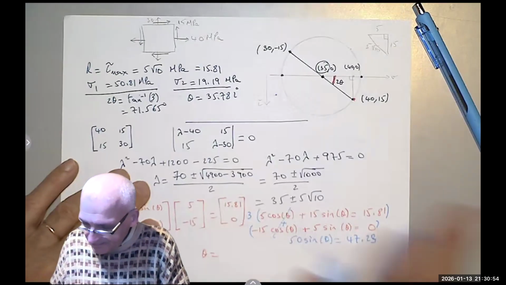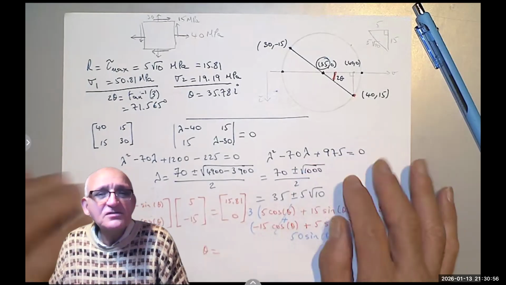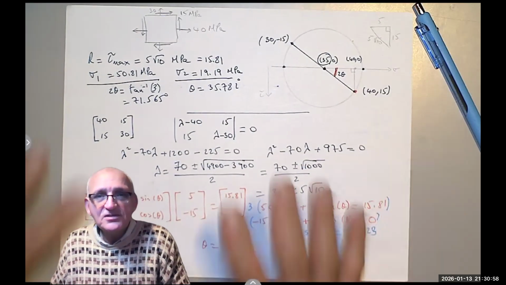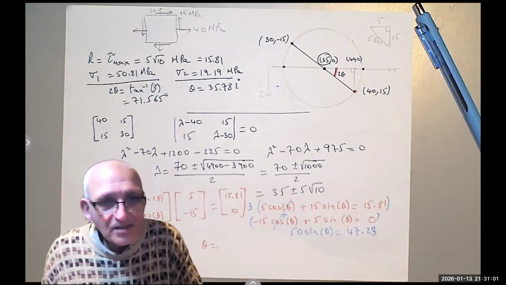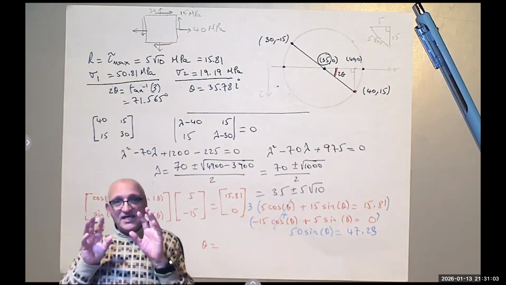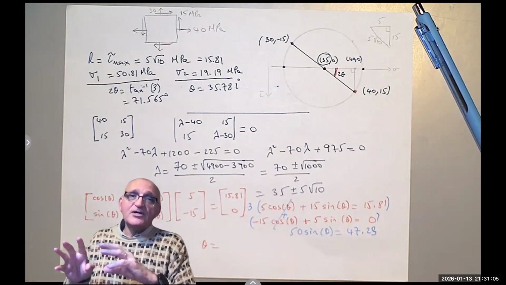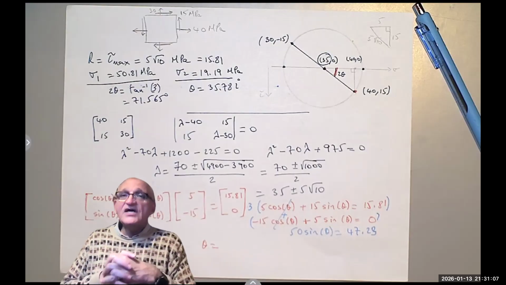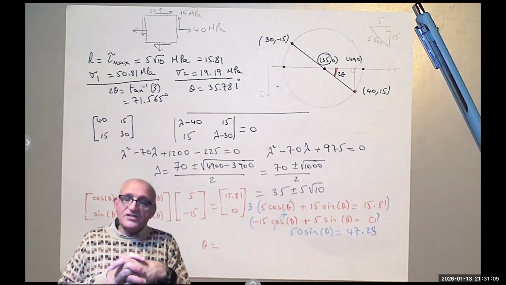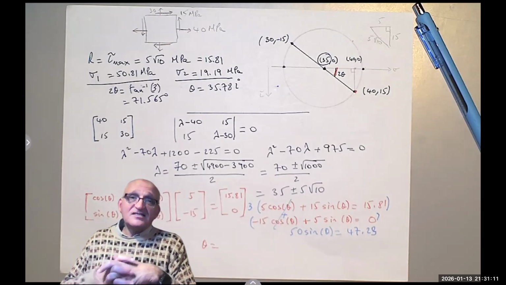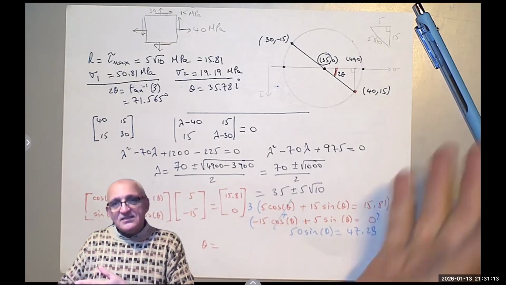I think that's it. It's a very short session, but I just wanted to show you that if sigma 1 and sigma 2, both of them are positive or both of them are negative, then the maximum shear doesn't occur in the xy plane, and it's larger than tau max in that plane.